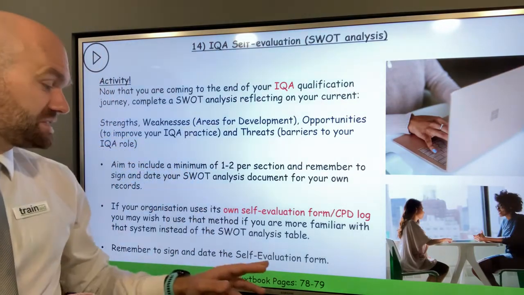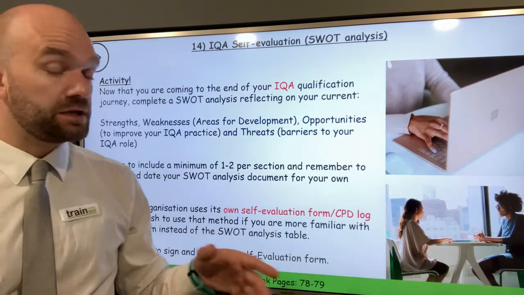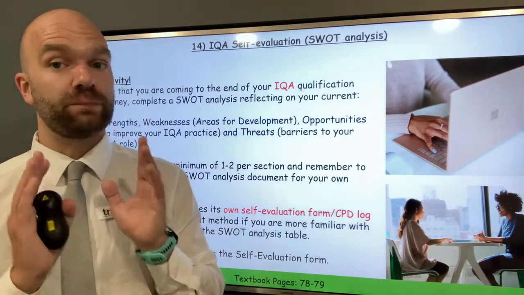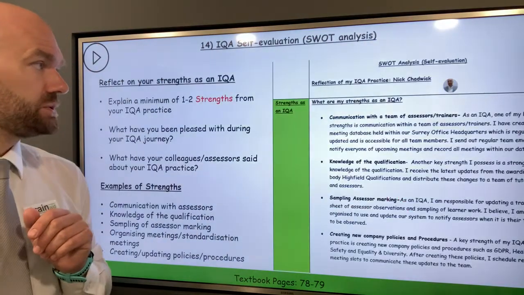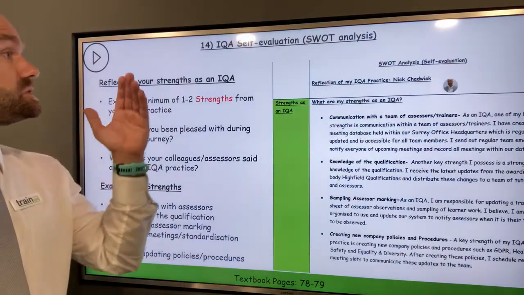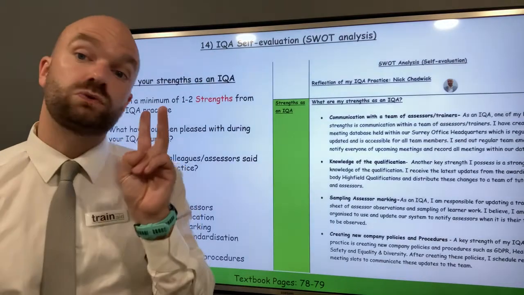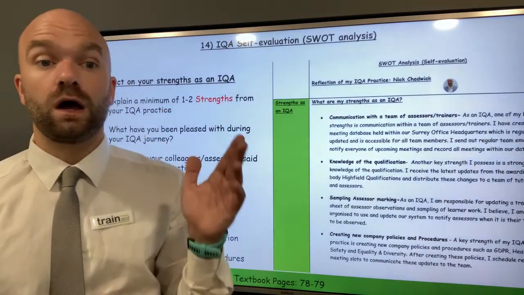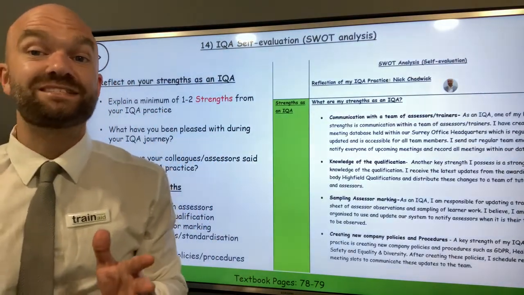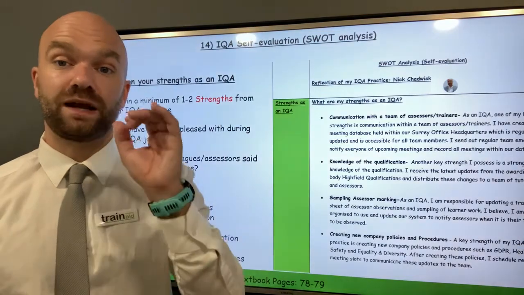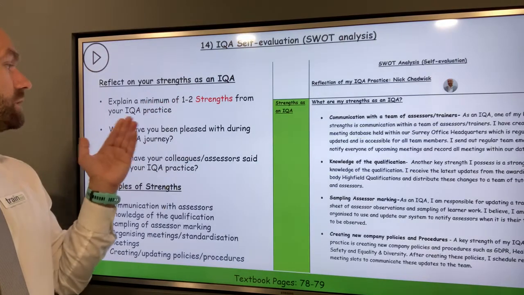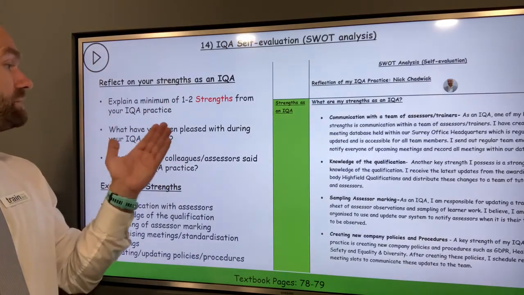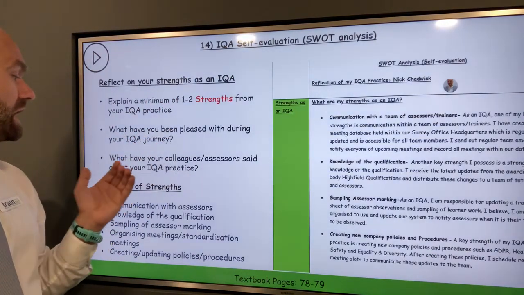Do have a look at pages 78 to 79, which explains more about the importance of self-evaluation. So in terms of this SWOT analysis, we would like for you to reflect on a minimum of, let's say, 1 to 2 strengths of your IQA practice, okay? So explain a minimum of 1 to 2 strengths from your IQA practice. What have you been pleased with during your IQA journey, okay?